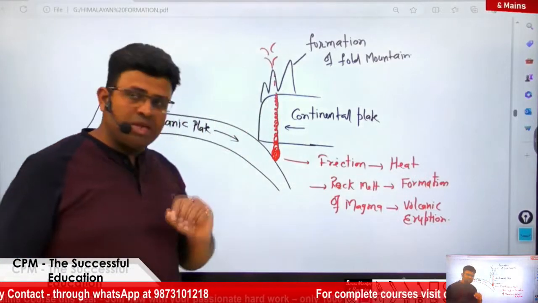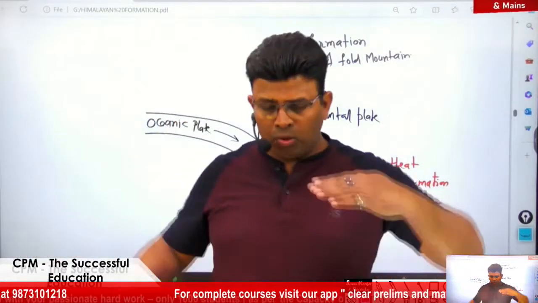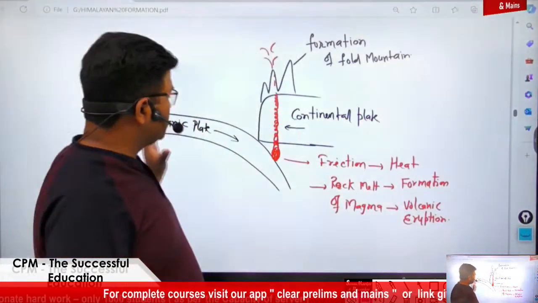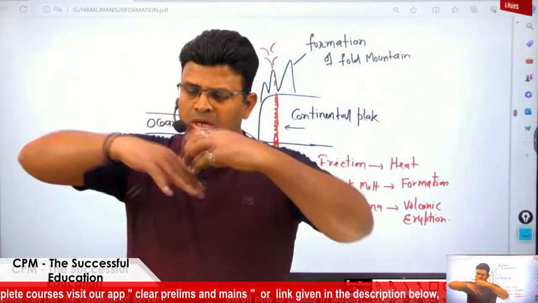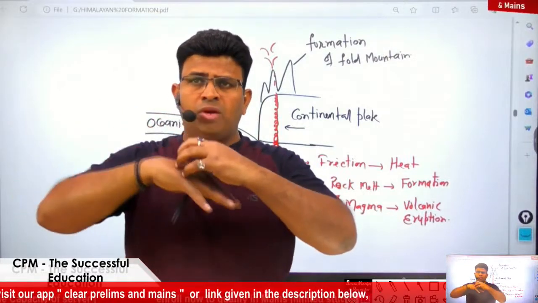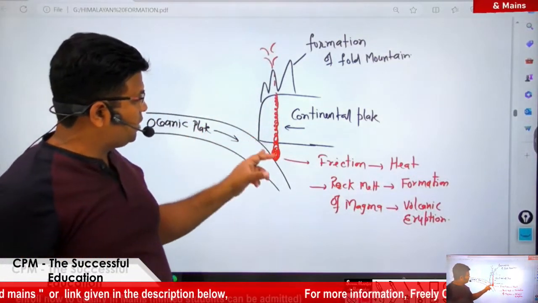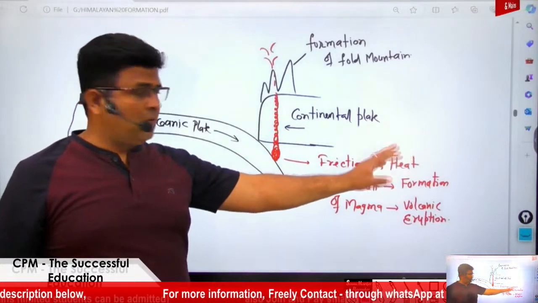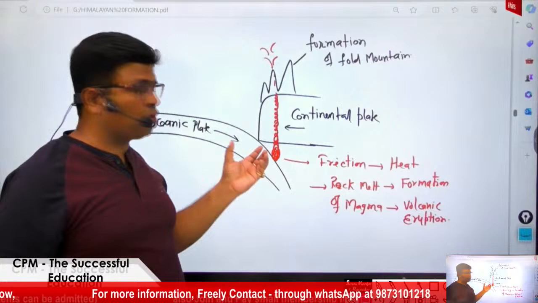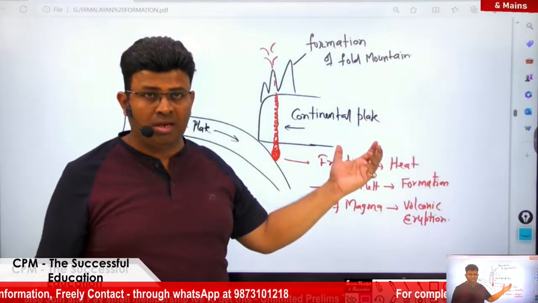At the same time, there is another important point we have to understand. I said that plates are converging and one is going downward. So what happens? Lots of friction takes place along this zone, and because of the friction, heat is generated. This heat makes the rock melt, and molten rock is known as magma.